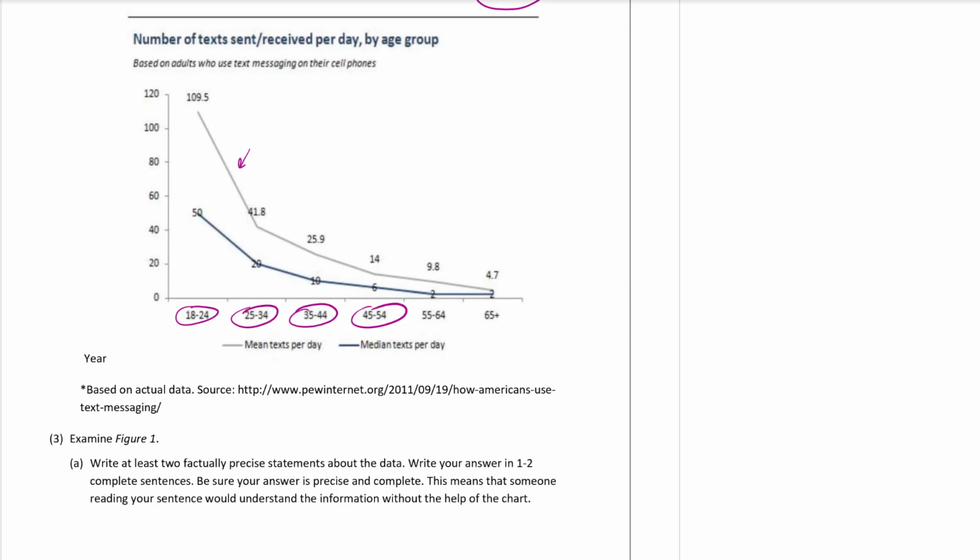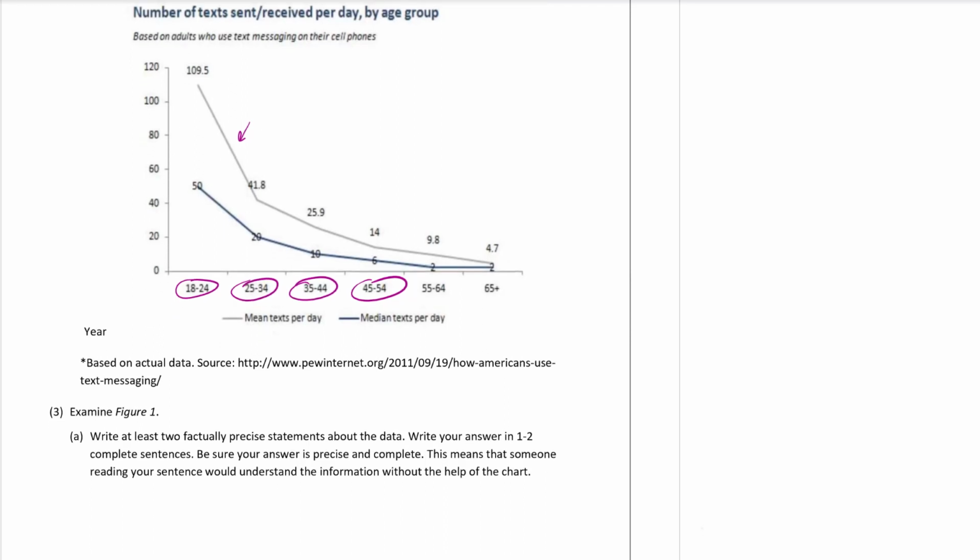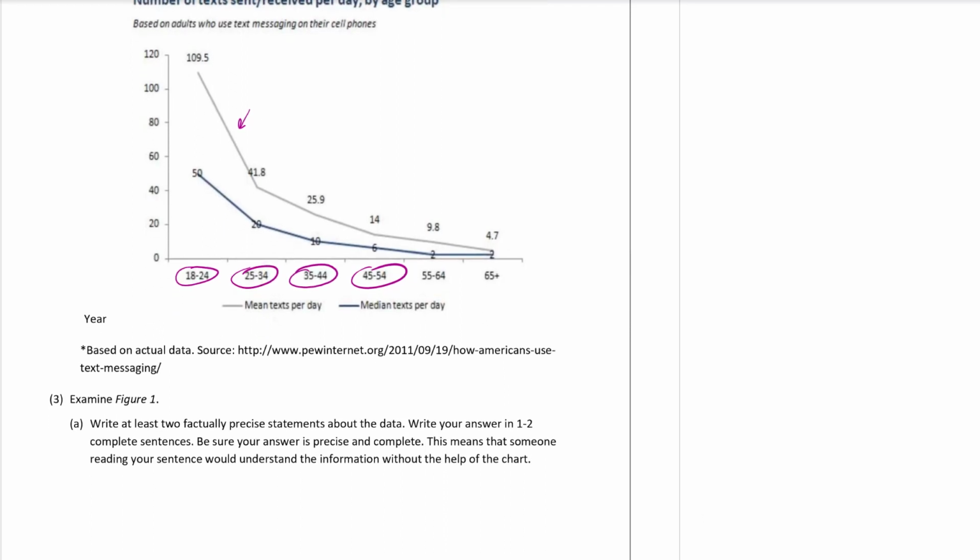It says write at least 2 factually precise statements about the data. Write your answer in 1-2 complete sentences. Be sure your answer is precise and complete. This means that someone reading your sentence would understand the information without the help of the chart. Okay, so describe it. Let me give you a moment. I would say maybe write 2 sentences, 1 for each factual statement. All right, let's review.